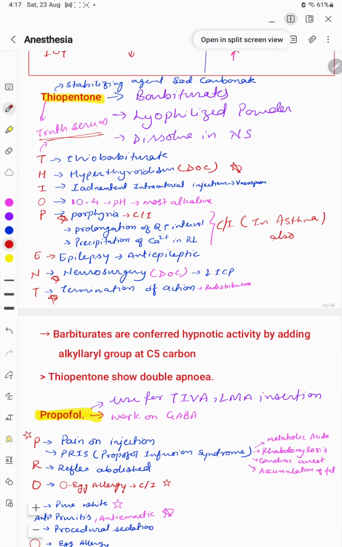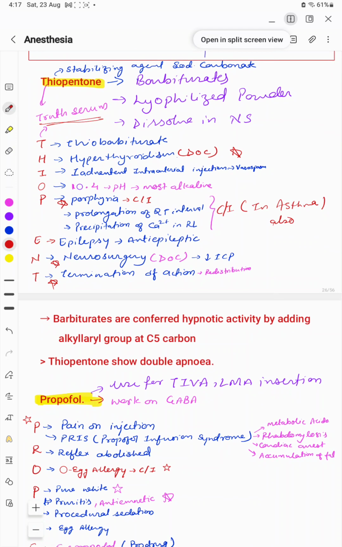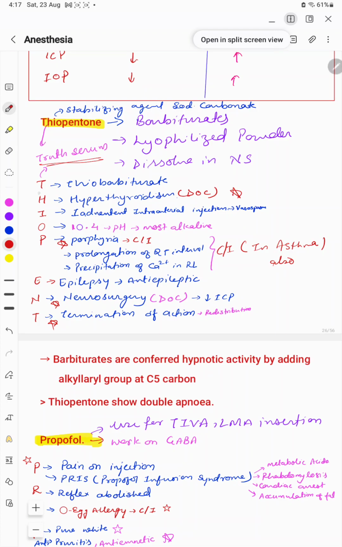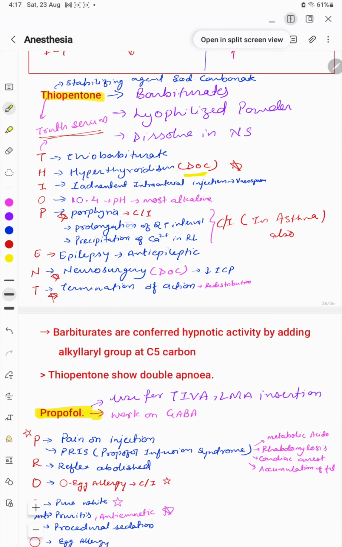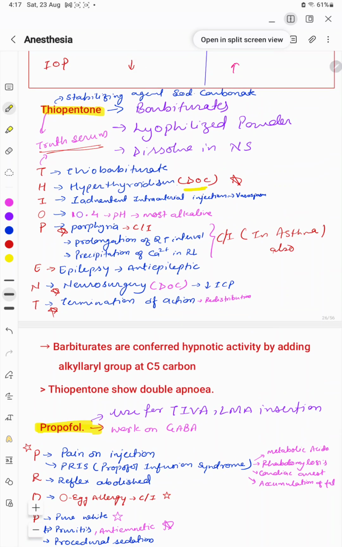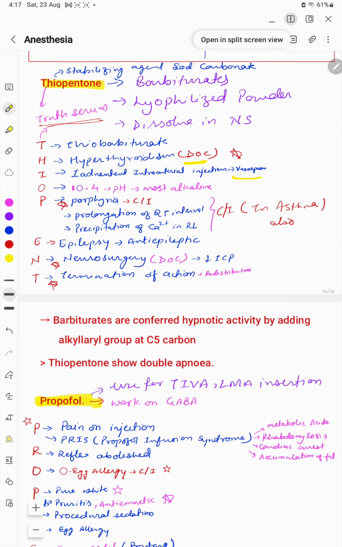Okay, we can remember the properties of thiopentone by the mnemonic of thiopentone. From T you can remember thiobarbiturate. From H, hyperthyroidism, it is the drug of choice for hyperthyroidism. You can see thyro, you can correlate like this. I is inadvertent intra-arterial injection, which causes vasospasm. O means pH is the most alkaline, 10.4, and this is contraindicated in P, meaning porphyria.